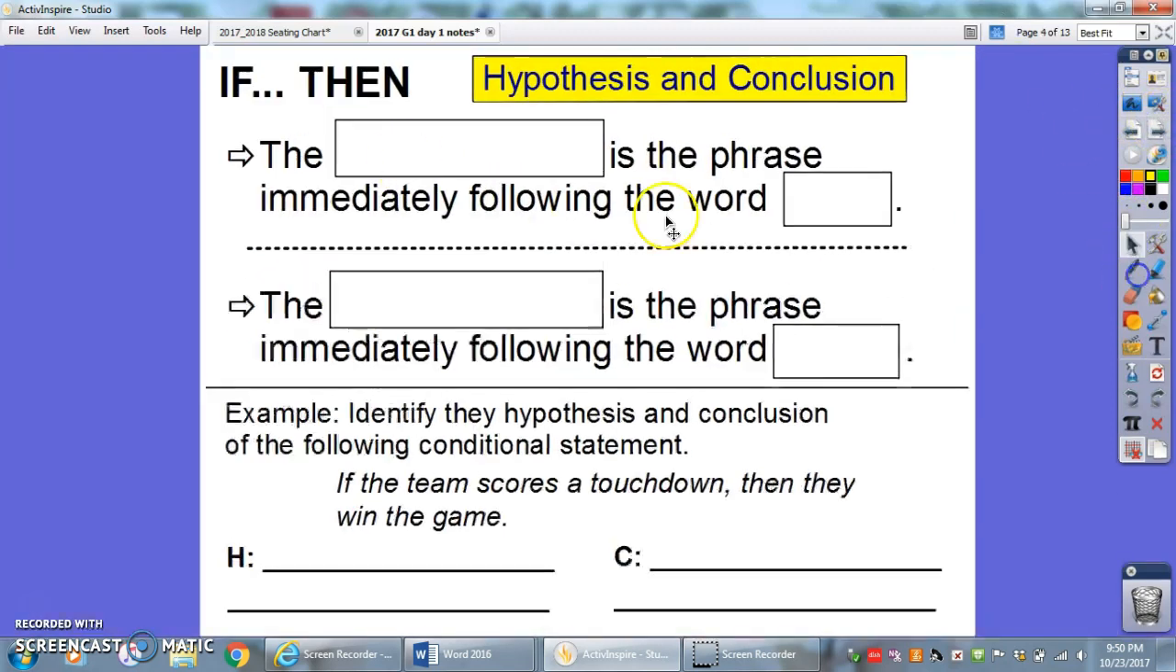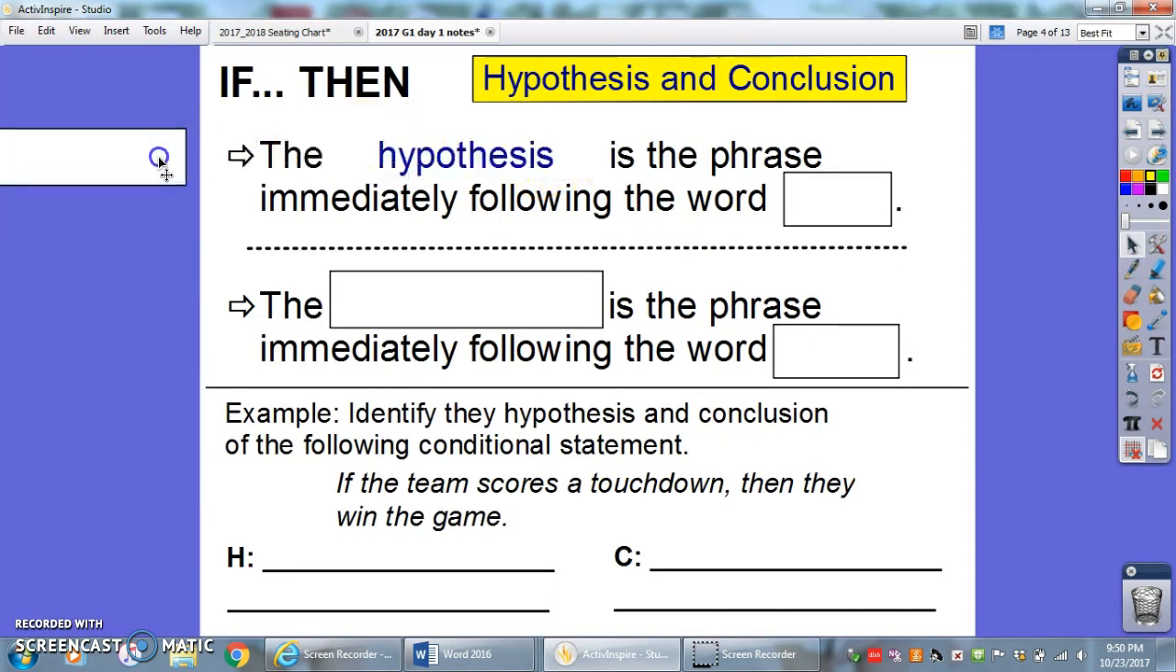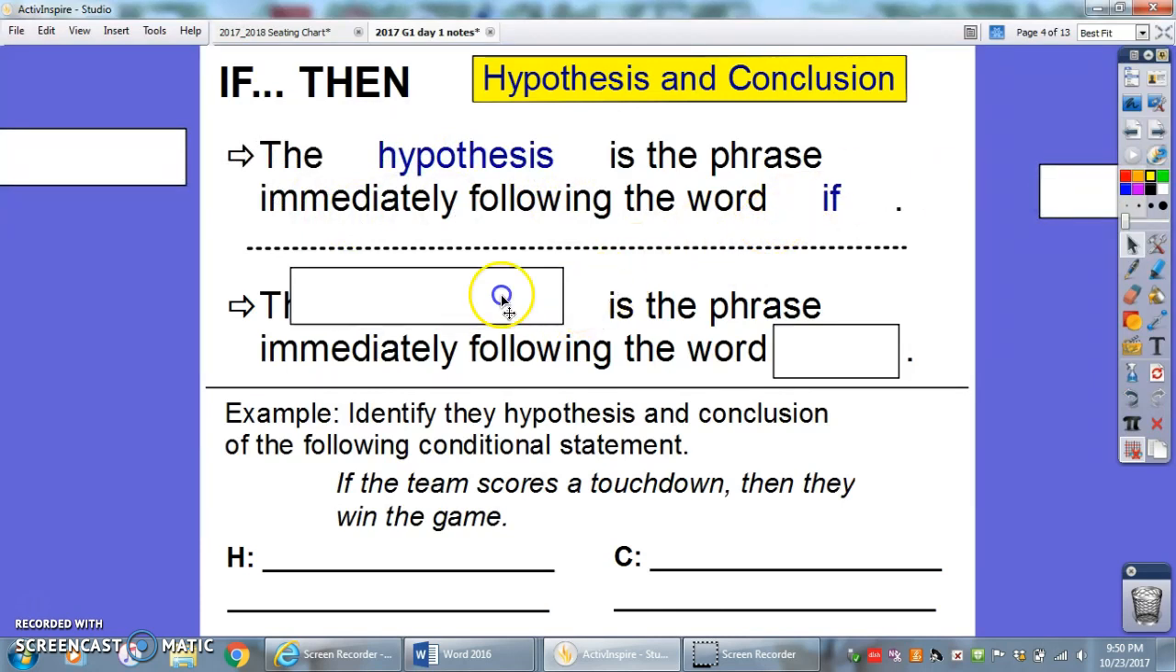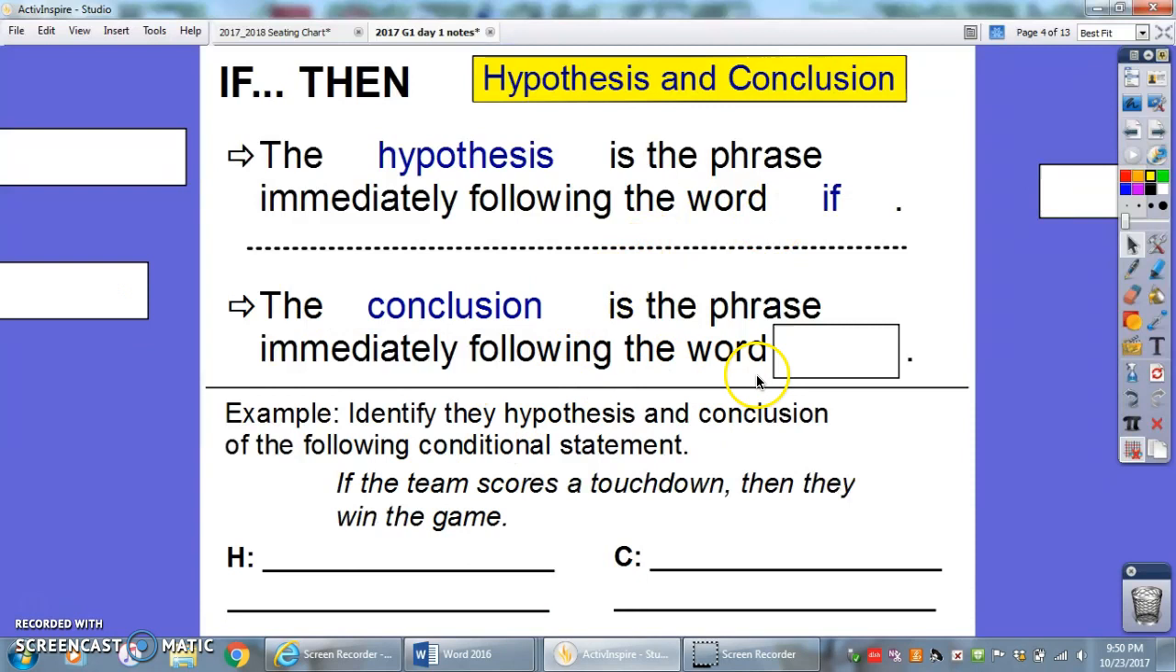The next thing was the hypothesis and conclusion, which you probably already know. You've learned this in science class. The hypothesis comes first, right after the word if, and then the conclusion comes second, right after the word then. So hypothesis comes first, the conclusion comes second.